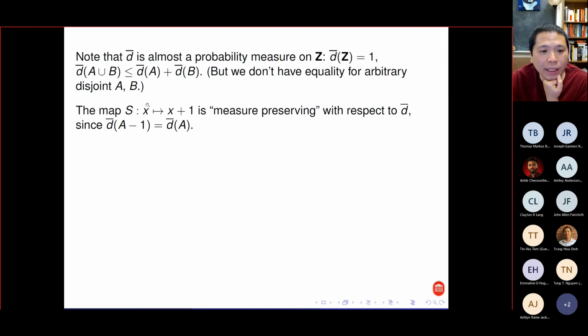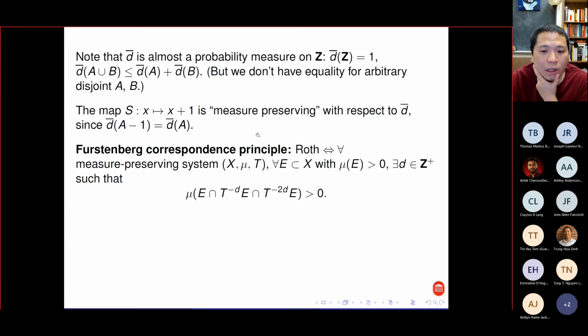And our map, on the integers, we have this map. We translate everything by 1 to the right. This map is also measure preserving in a sense, because if you translate a set by 1, then the density is not changed. But the integers with this density is not a probability measure. So Furstenberg says that instead of looking at the integers, you can look at measure preserving systems.